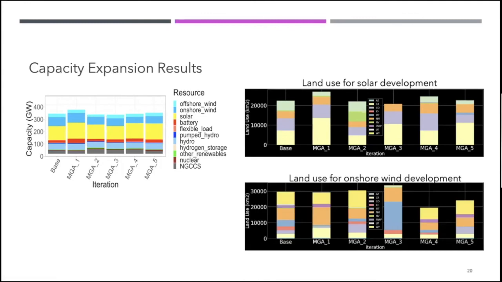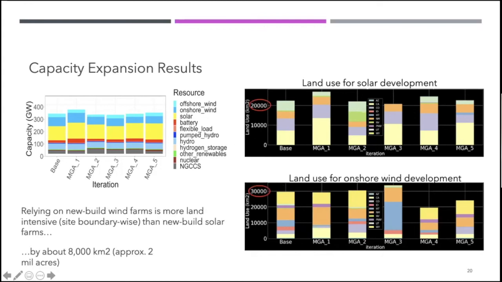Similarly, we have a similar figure for land use for onshore wind development, and in general, onshore wind development has higher flexibility within the regions. Right? So as you can see here, one thing to note is that the land use for solar PV is significantly lower than land use for onshore wind when we consider the site-wise boundary of that solar PV or onshore wind development.